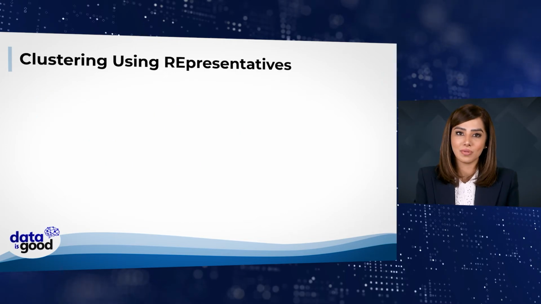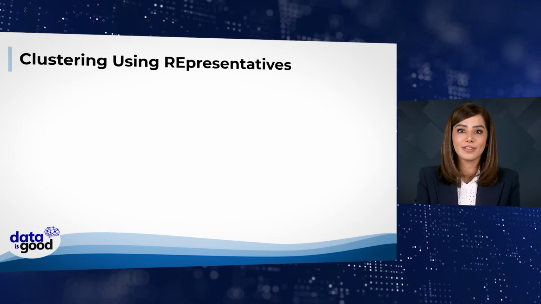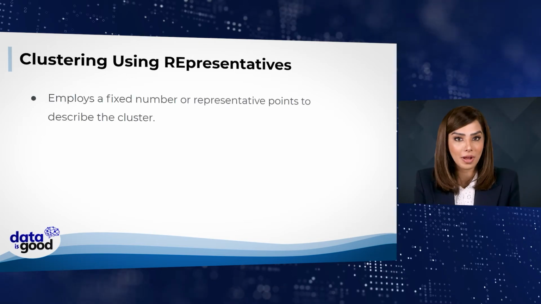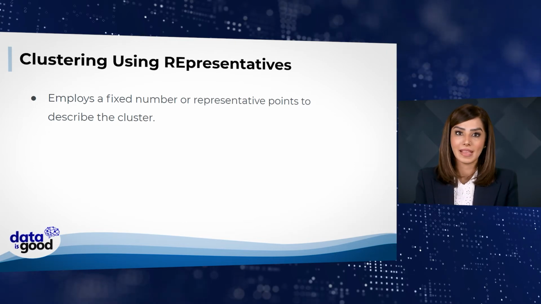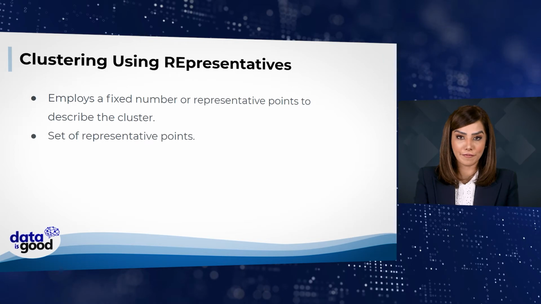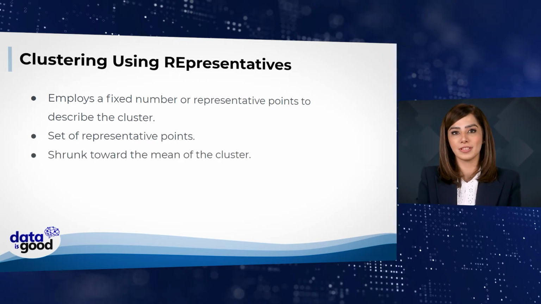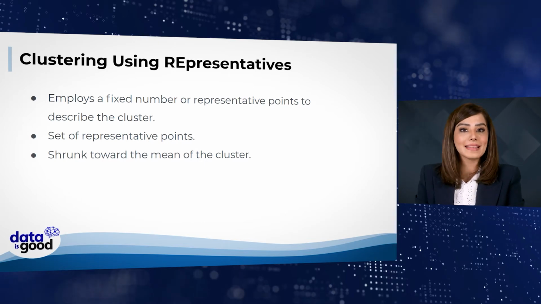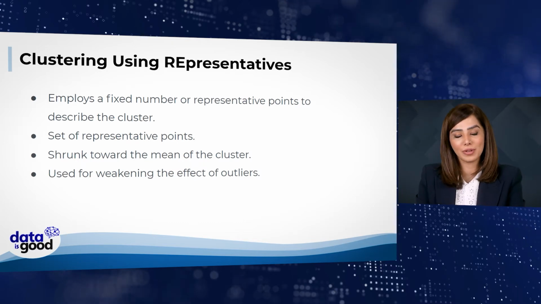Now that we know what clustering using representatives is, let's take a closer look at CURE. CURE clustering employs a fixed number of representative points to describe the cluster. The set of representative points are first chosen randomly and then are shrunk towards the mean of the cluster. This shrinking operation plays a key role in CURE, which is used for weakening the effect of outliers.